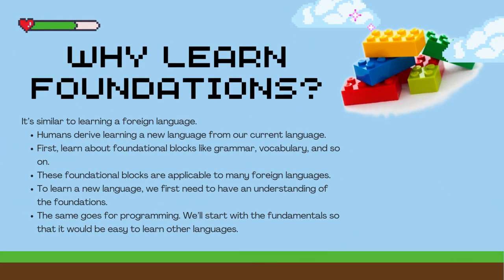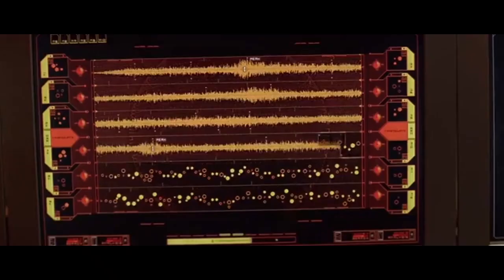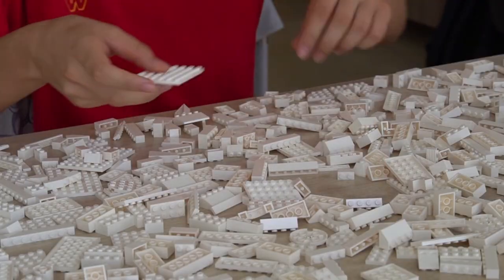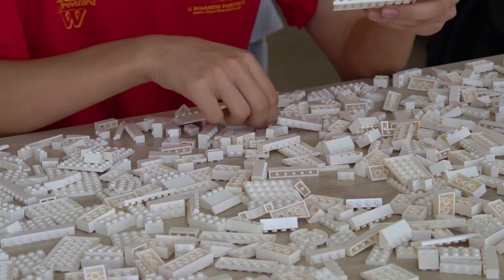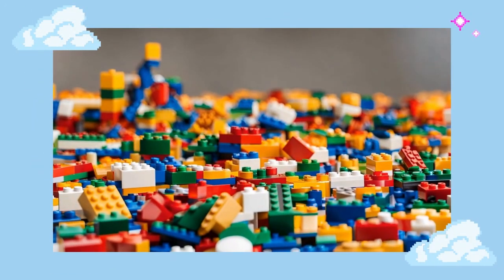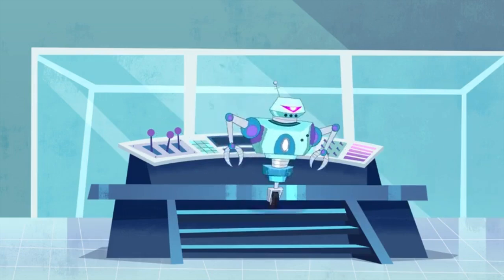So why learn coding foundations? It's similar to learning a foreign language. We humans derive learning a new language from our current language. First, we learn about foundational blocks like grammar, vocabulary, and so on. These foundational blocks apply to many foreign languages. To learn a new language, we first need to have an understanding of the foundations. The same goes for programming. We'll start with the fundamentals so that it will be easy to learn other languages.